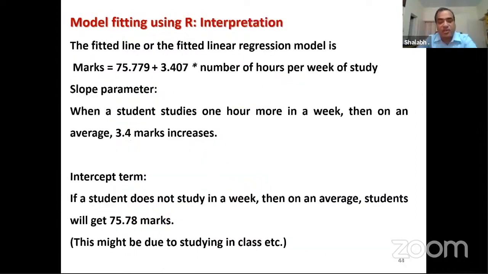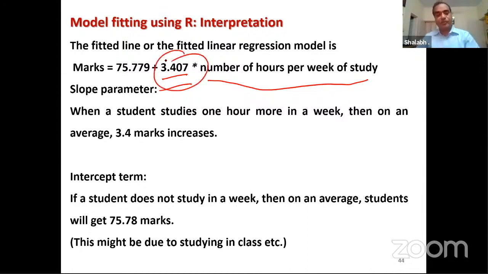So in case you really want to understand what this is trying to tell you, you can see the coefficient here is 3.407. That indicates that if a student studies about 1 hour more, then on average the marks are going to increase by 3.407. And if the sign is positive, the marks are going to increase, and if the sign is negative, the marks are going to decrease. And what is this value, 75.77?